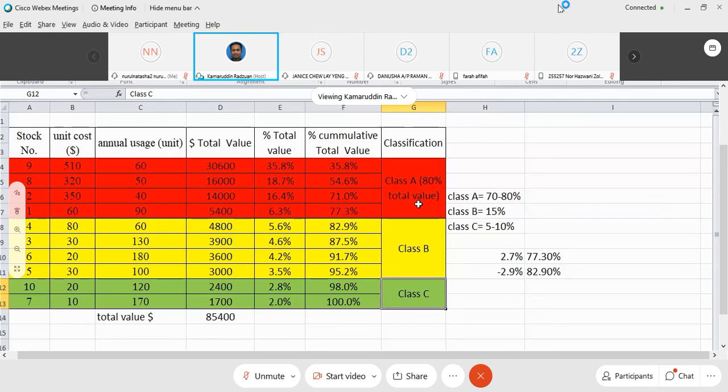Baik. Jadi ada soalan? Any question regarding the ABC classification analysis? Ada soalan tak berkaitan dengan ABC classification? Boleh kita teruskan?